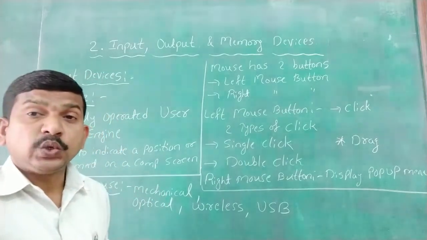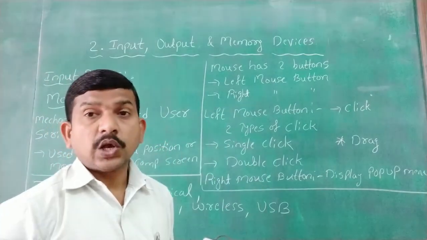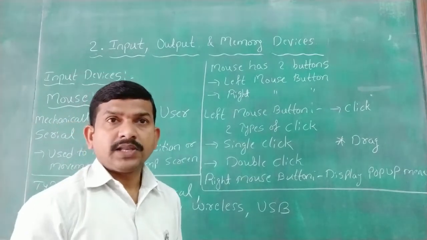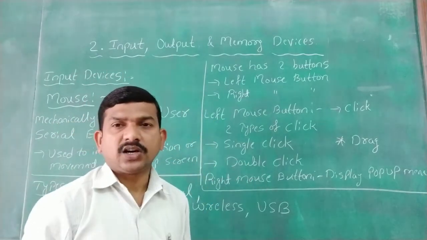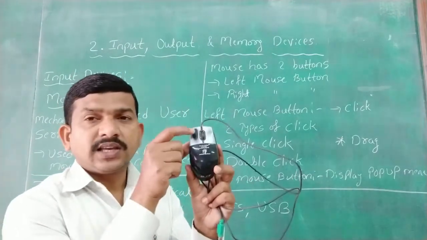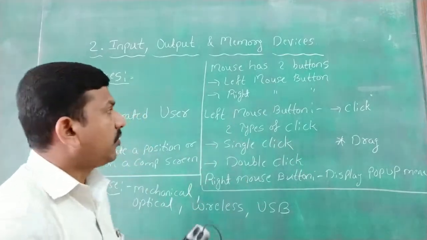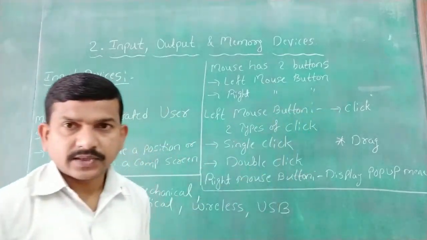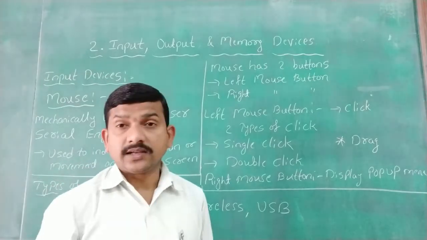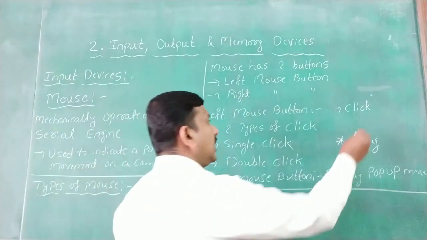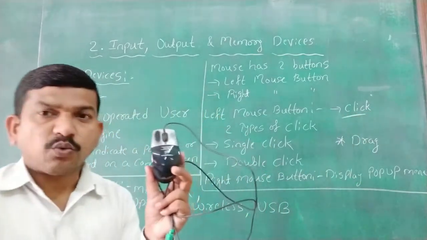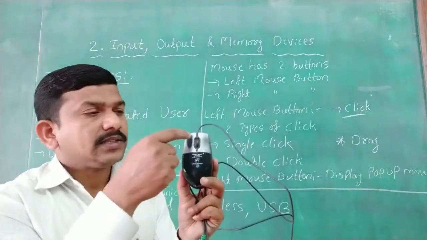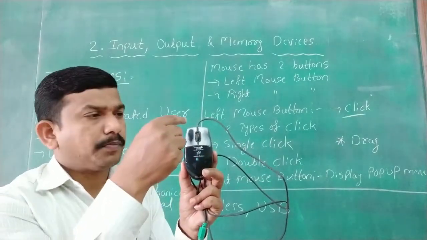So what is the use of left mouse button? It is mainly used to click or select. Means if you want to select anything on screen, you use this button. That is for what purpose? Clicking. Then what do you mean by click here? There is one more important word called click. With the mouse, what can we do? Click. This is click.